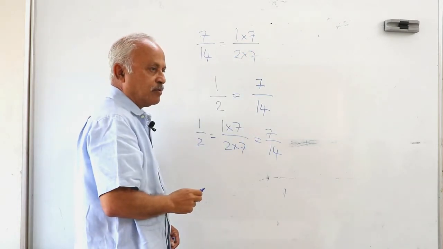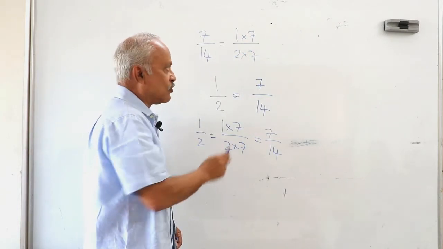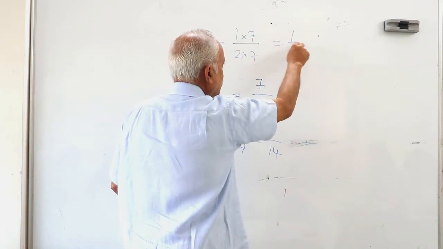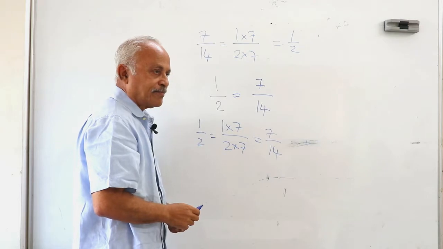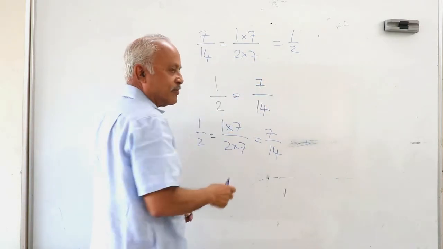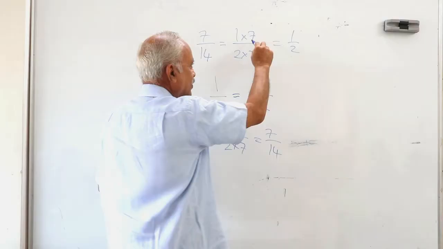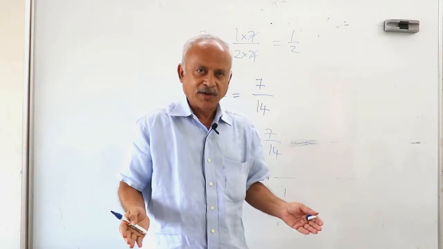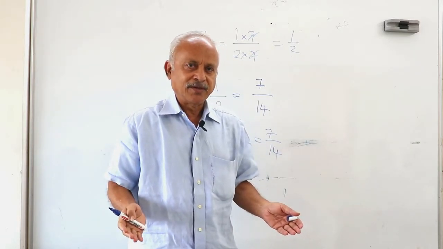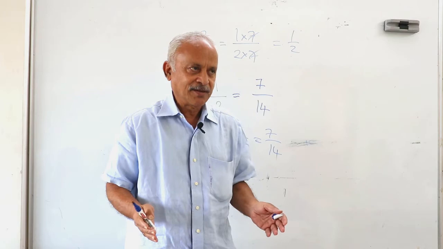And then what do I do? To go from here to 1 by 2, what do I have to do? To go from here to here, cancel 7 and 7. Right? So that's all there is to understanding about cancellation.